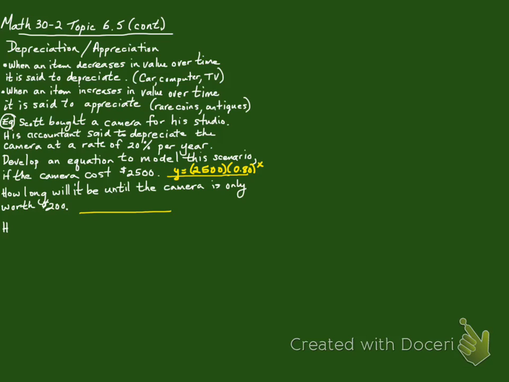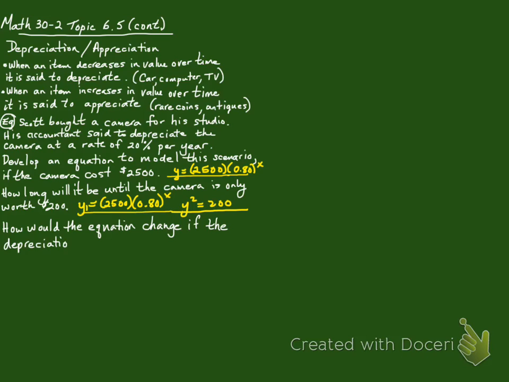How long will it be until the camera is only worth $200? Well, you have to put that into your graphing calculator and check. And I'll leave you to do that on your own. How would the equation change if the depreciation rate was only 10%? Well, now it would be y equals 2,500 times 0.90 to the power of x.